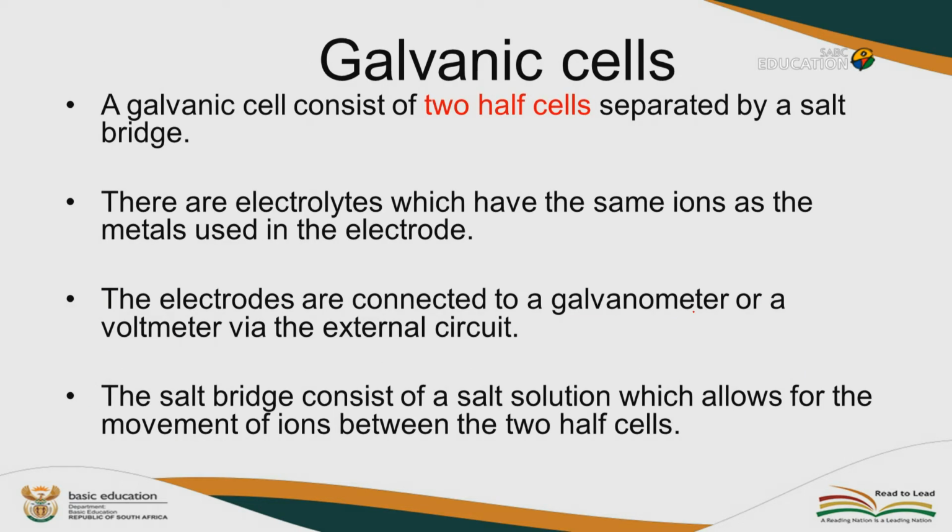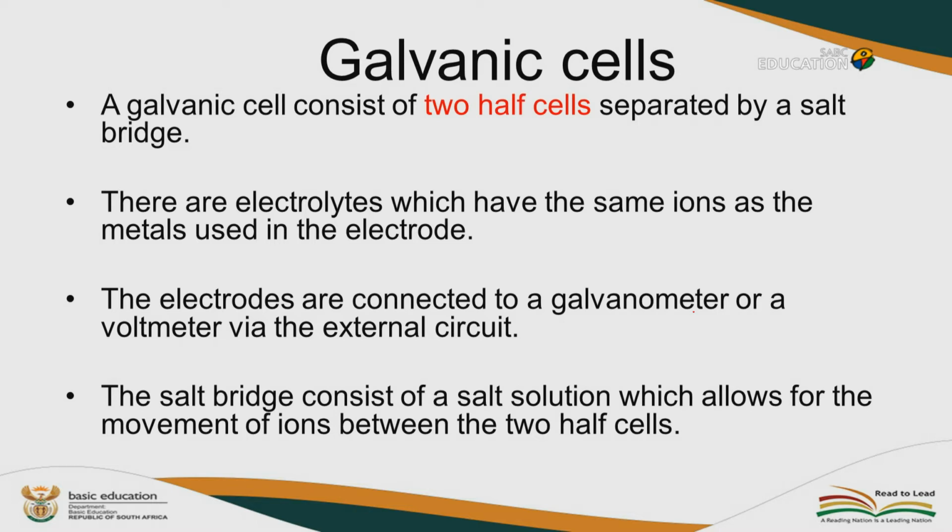Now, let's put our concentration on the galvanic cell, because the galvanic cell is what we are going to do for our lesson. A galvanic cell consists of two half cells separated by a salt bridge. I normally hear people saying a galvanic cell is when you have two beakers. This is not about the two beakers, but it's about the two electrolytes, and it's also about those two electrolytes being separated by a salt bridge.